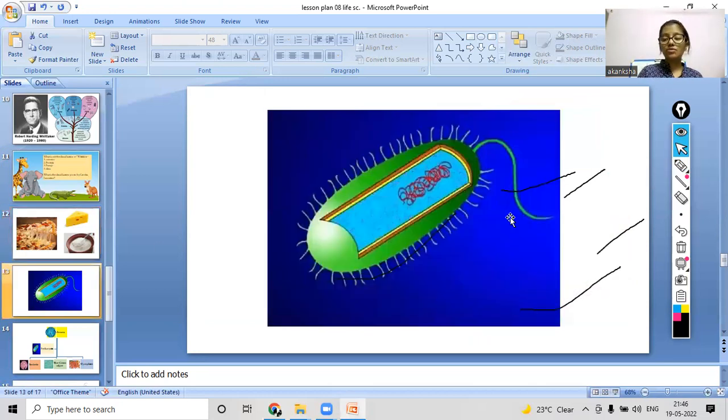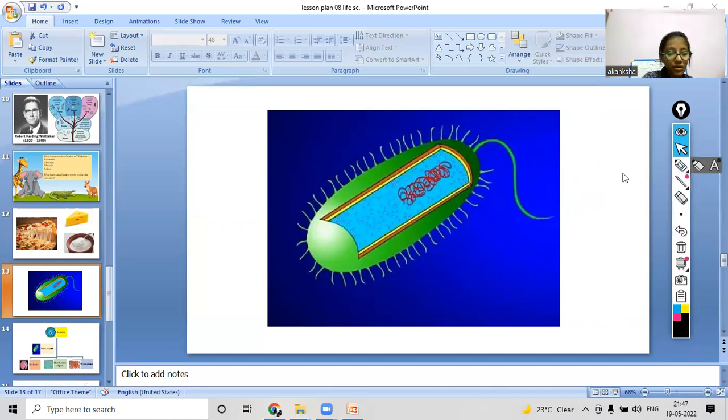Now we will come to our second picture. What can you see? What is the second picture showing? Yes, it is a prokaryotic organism. It is a simple unicellular prokaryotic organism. Now we will see some more details about Monera. The topic that we are going to study is Monera.